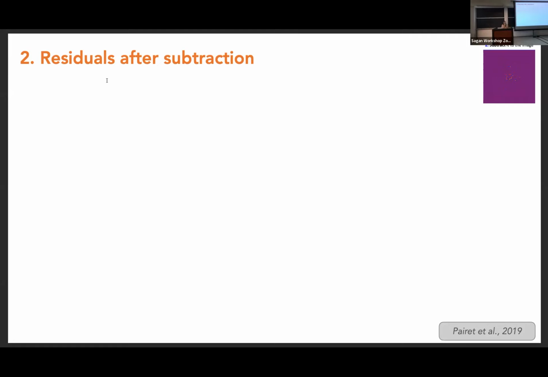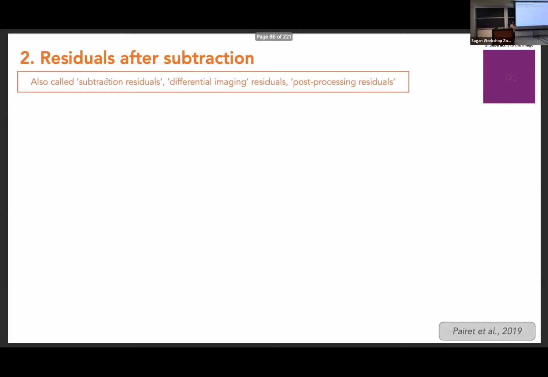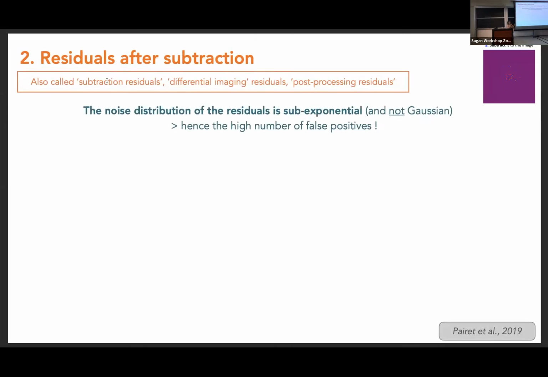So one important thing in step number 2, which is slightly hidden here. When you do the subtraction, there are many hypotheses about how the noise distribution behaves. And it turns out that for the so-called subtraction residuals, or differential image, or post-processing residuals, the residuals after the subtraction, maybe PCA, LOCI, or whatever, we always assume that they're Gaussian, but they're actually not Gaussian.